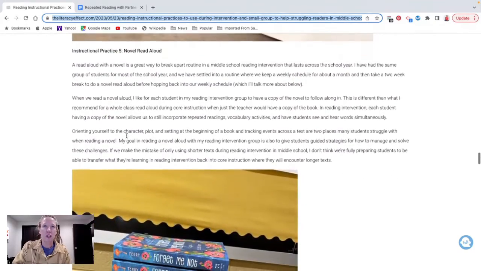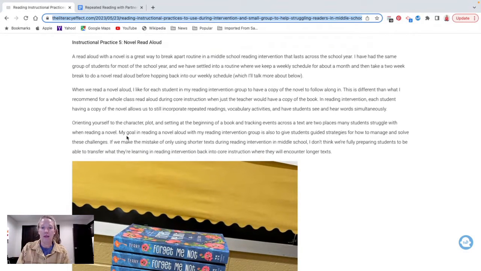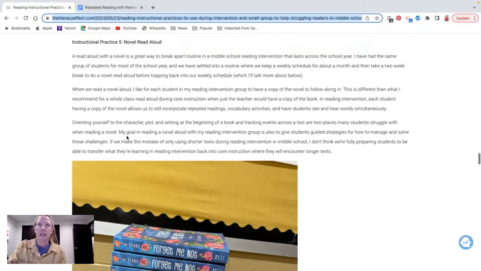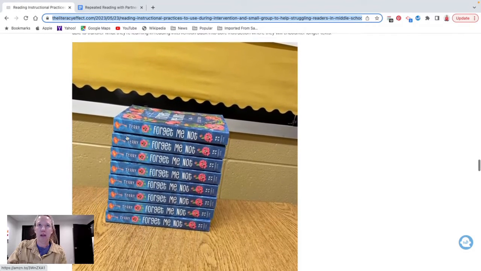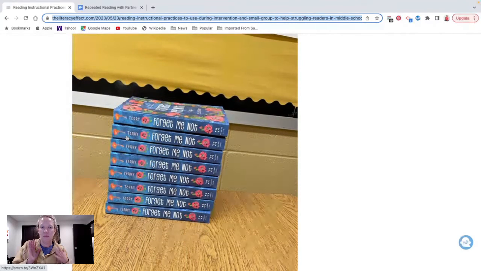And then the fifth instructional practice I have is a novel read aloud. This is something that is part of the whole class core instruction that I do. I always use a read aloud to model with for the mini lesson. Well, I think the read aloud looks different in reading intervention. You're probably choosing texts that you can get through in about 2 to 3 weeks at the most, so a little bit shorter novels. But the goal for the novel instruction would be that you are teaching students how to really attack a book.